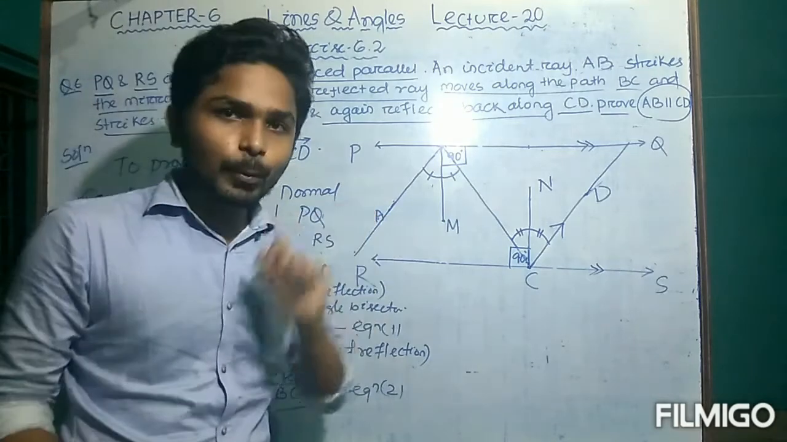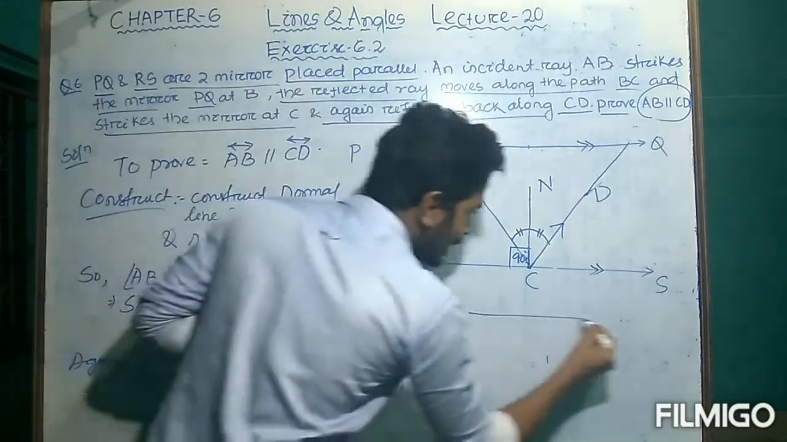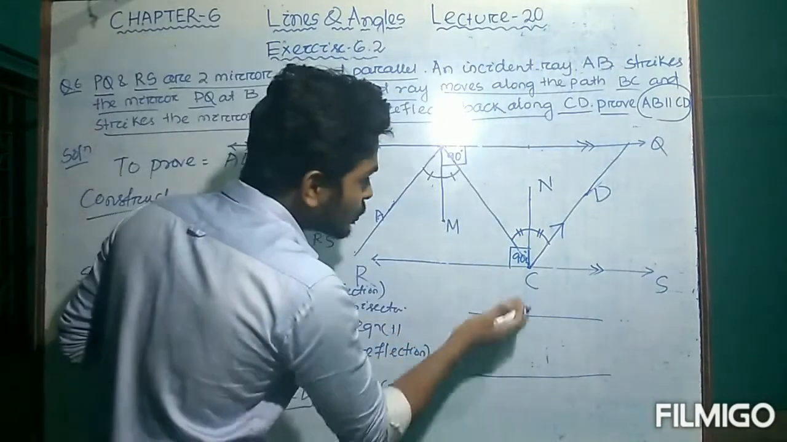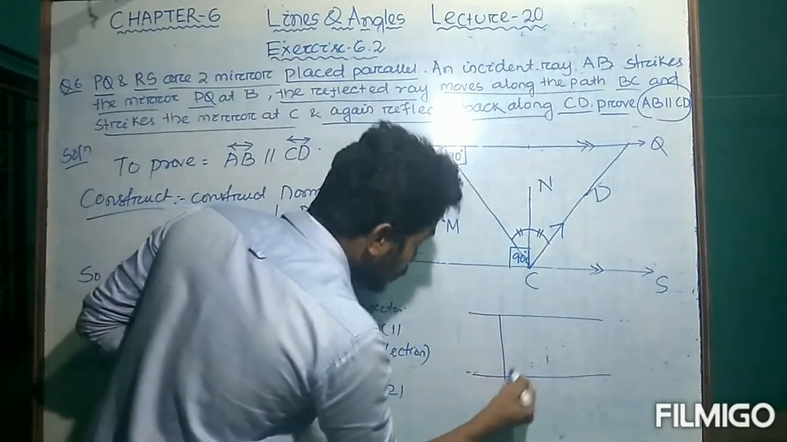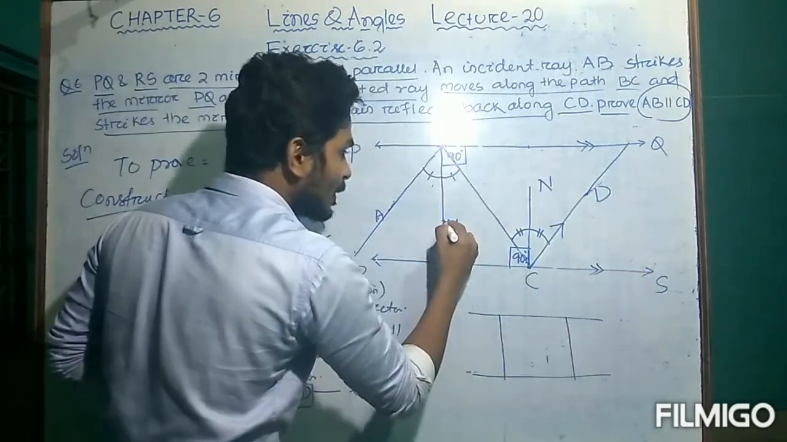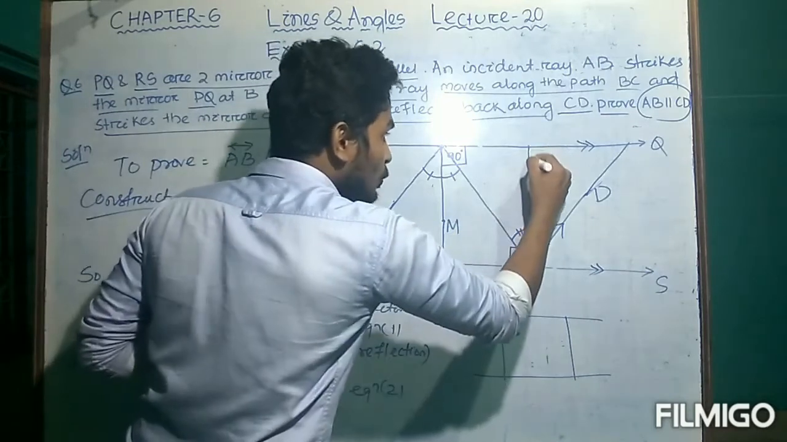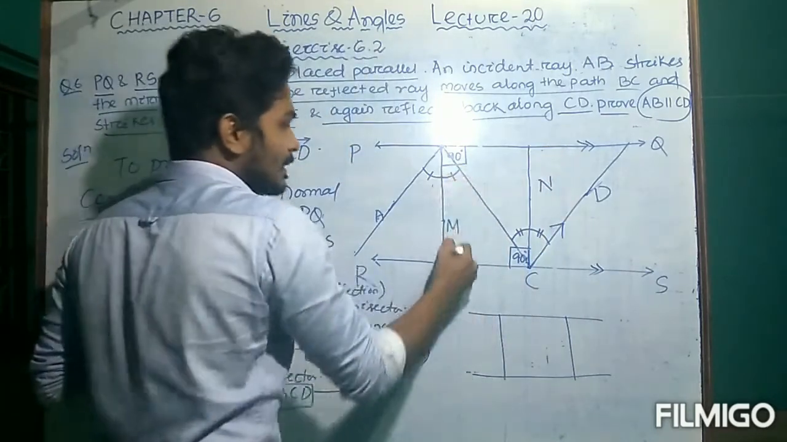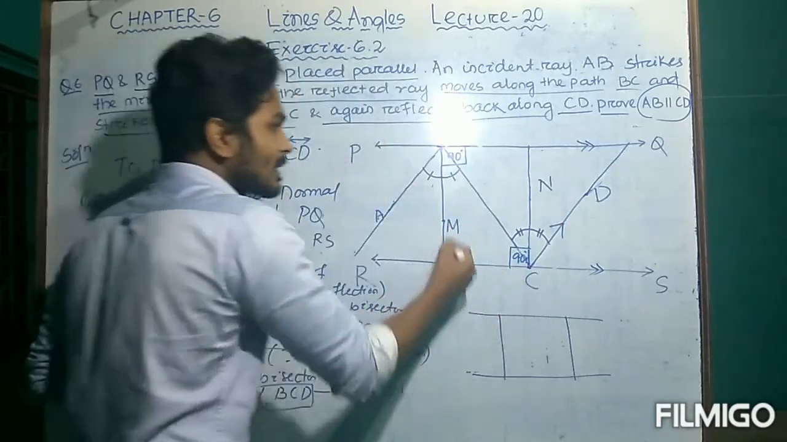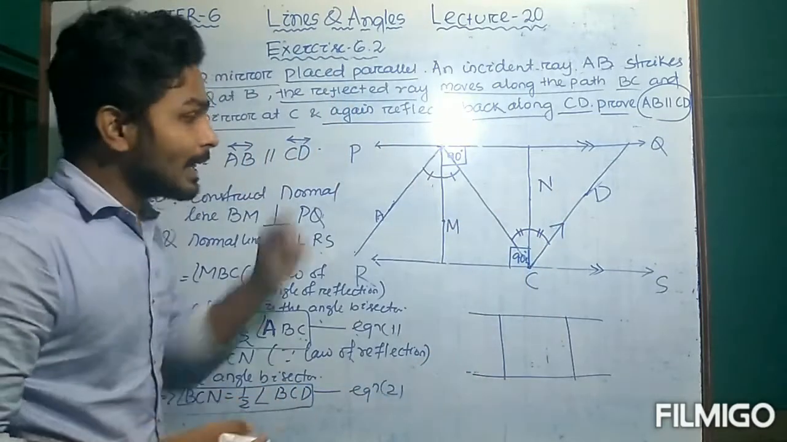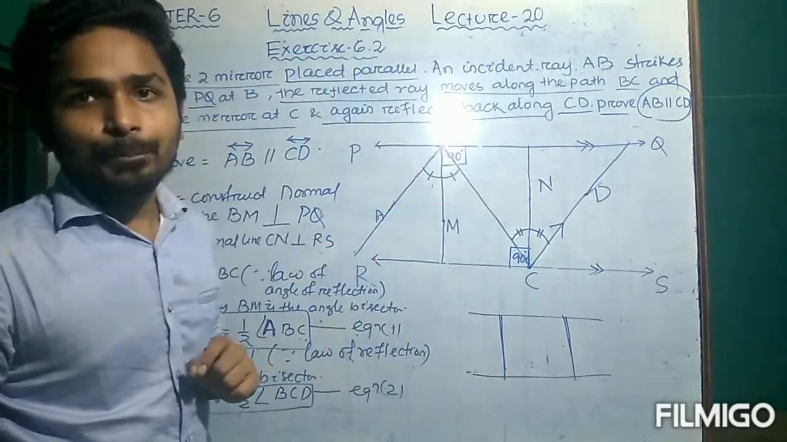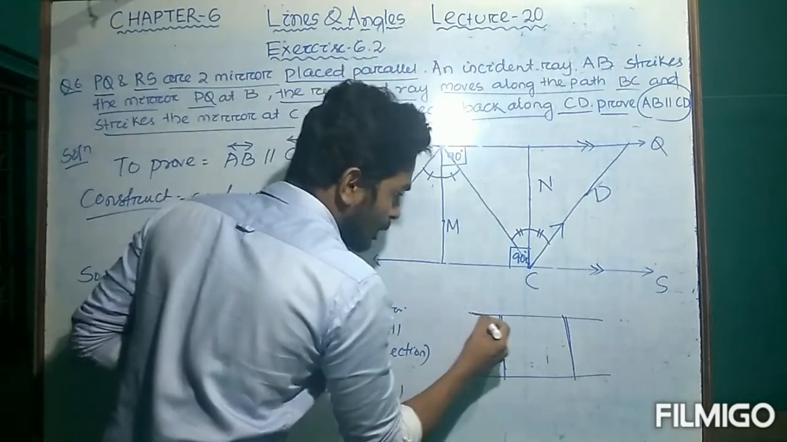Now, one thing you have to keep in mind: if there are two parallel lines, and in between these two parallel lines we draw two perpendicular lines like this, this is perpendicular to this line, and this is perpendicular to this line. You can extend their lines. Then these two lines must be parallel. This concept has to be remembered.